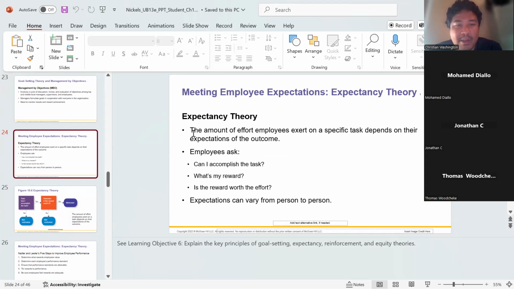Expectancy theory: the amount of effort employees exert on a specific task depends on their expectations of the outcome, which is what I just said earlier about setting a goal and whether or not you believe you can accept that goal or achieve that goal. The expectations, right? Can I accomplish this task? What are my rewards? Are the rewards worth the effort?